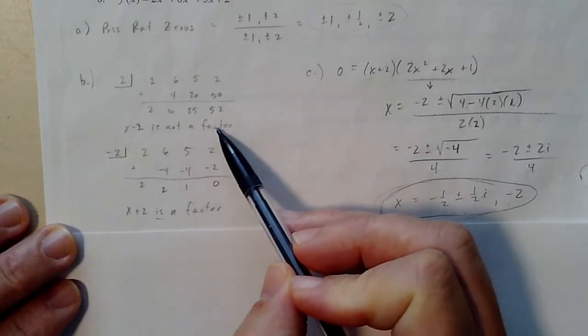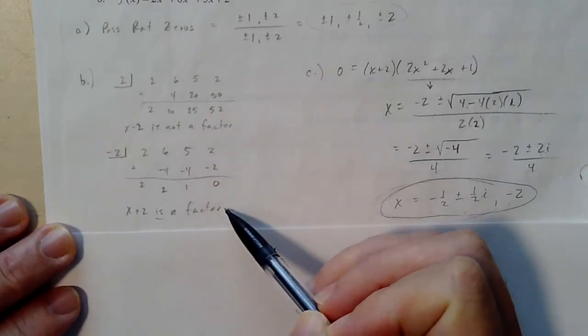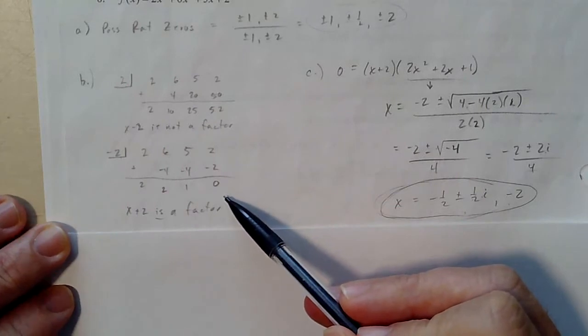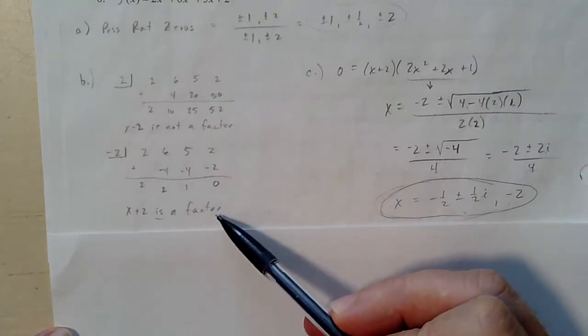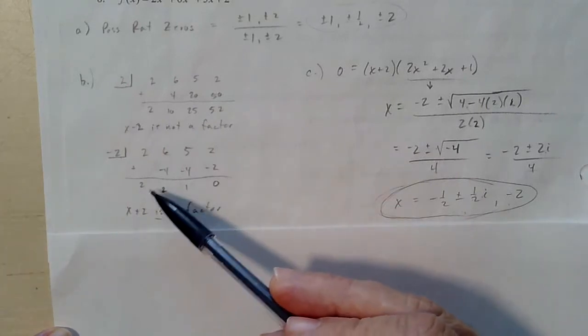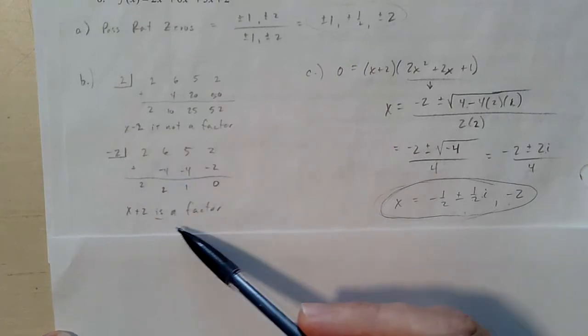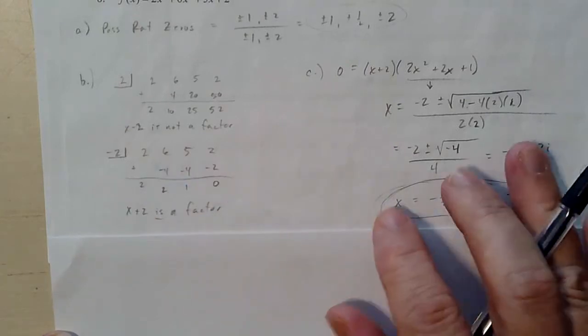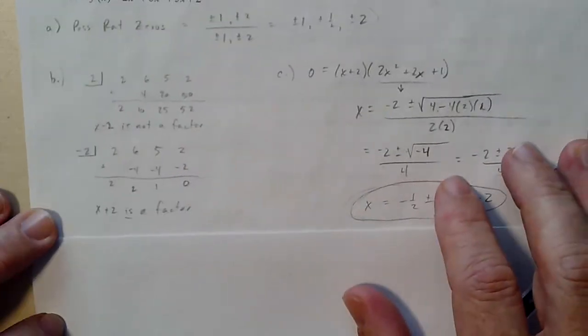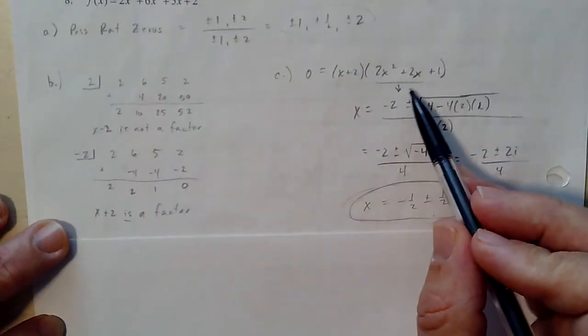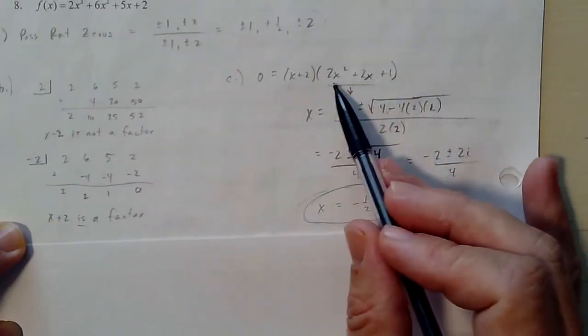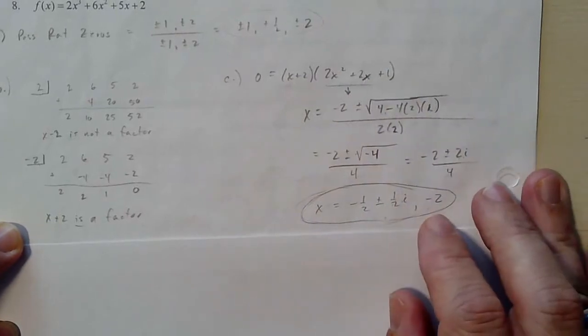All right, 2 didn't work. -2 did. Pause and check it if you need to. So this means negative 2 is a 0, and x plus 2 is indeed a factor because of the remainder of 0. So we use that to our advantage to rewrite it like this. There are no factors of 2 that add up to 2, not factorable.